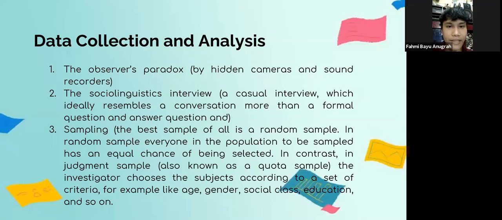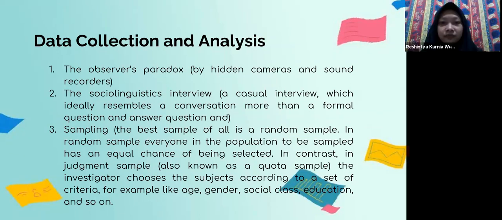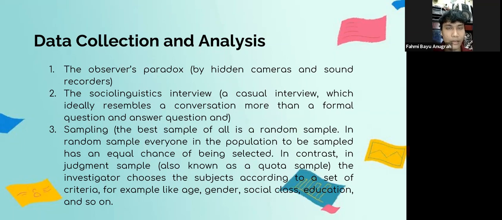Now it's data collection. So the data collection and analysis. The first one is data collection itself.